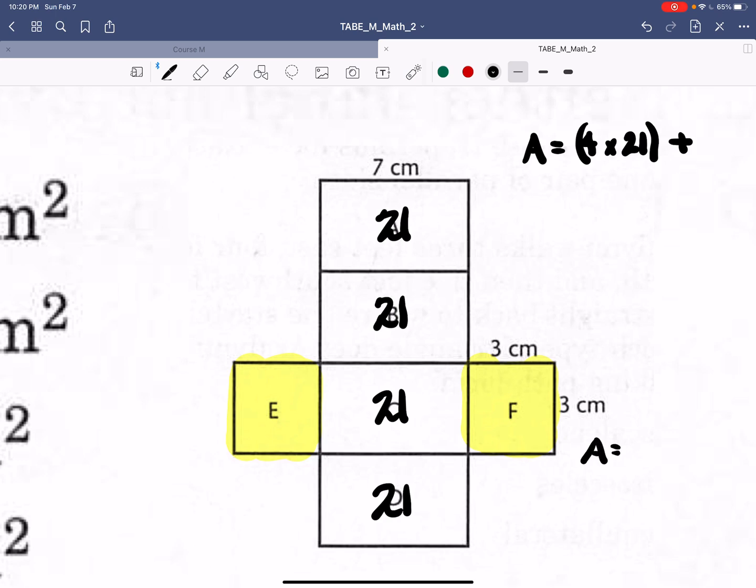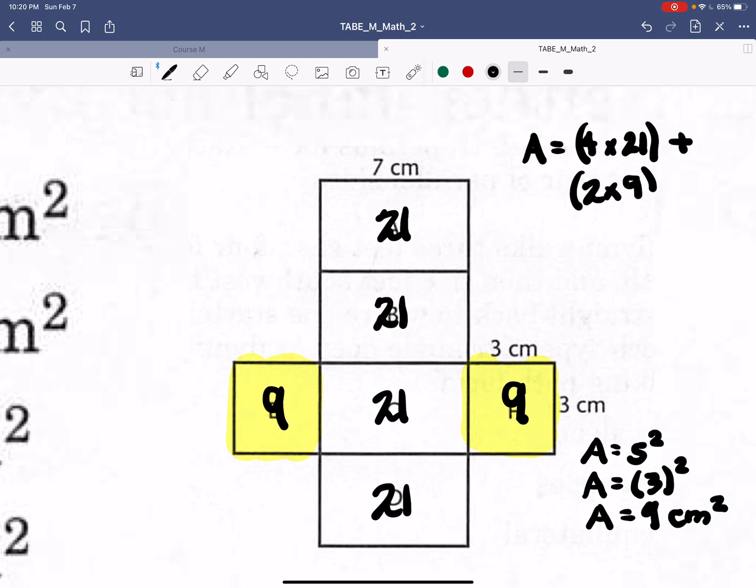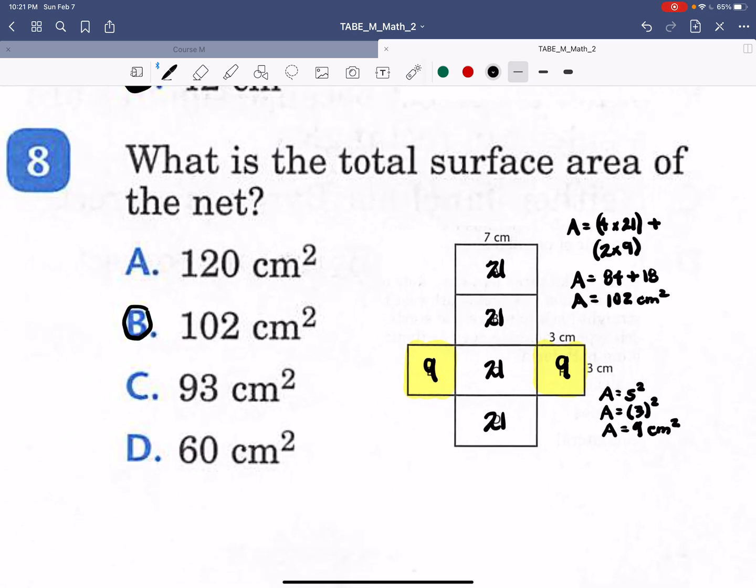We have A equals, that's a square, so it's S to the second power. A equals 3 to the second power. That's 3 times 3, which is 9 square centimeters. And we have 2 of those. We have this one and this one. So 2 times 9. 4 times 21, we already know that one. No, we don't. Sorry, we did 2 of them. So we have 84. And then 18 for the 2 times 9. So the net area, the whole thing, is going to be, what, 102, maybe? I'm doing this in my head. That's dangerous. Let's see if that's a choice. Yes. Number 8, the total surface area of this net is B, 102 centimeters squared.